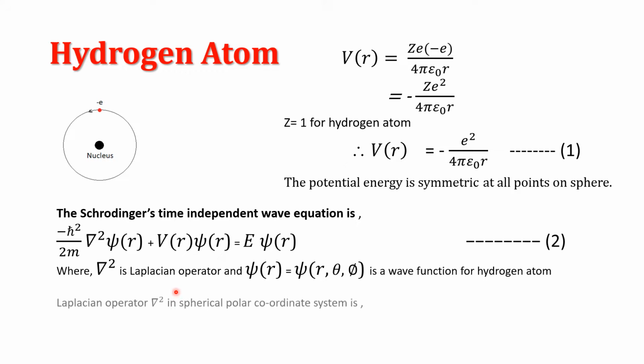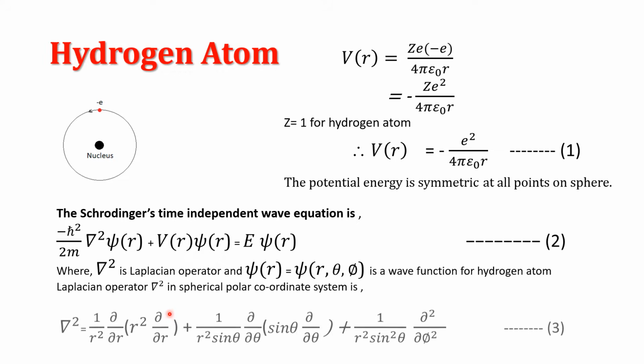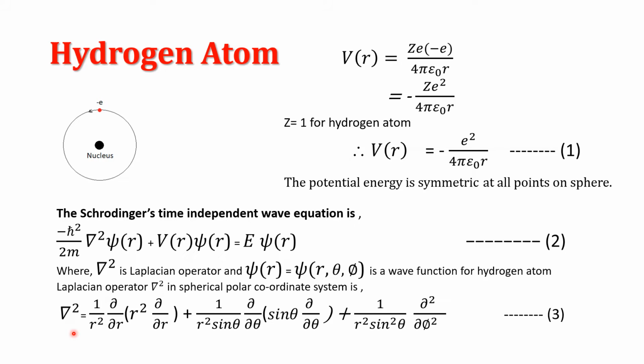The del square operator we write in the spherical polar coordinate system as del square equal to 1 upon r square dev of dev r into r square dev of dev r plus 1 by r square sin theta into dev of dev theta sin theta dev of dev theta plus 1 upon r square sin square theta dev square by dev phi square. This del square term we substitute in equation number 2, with psi of r replaced by psi r theta phi. That equation we solve here.